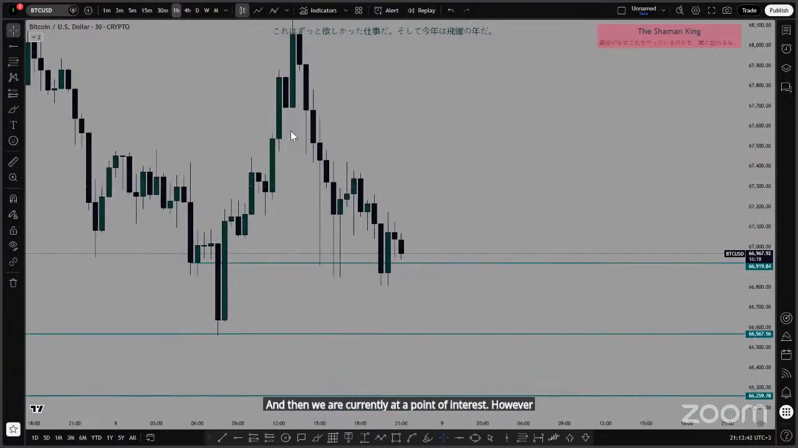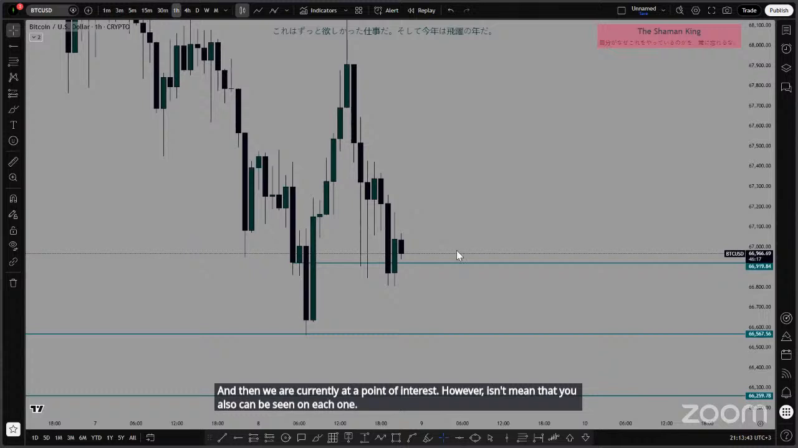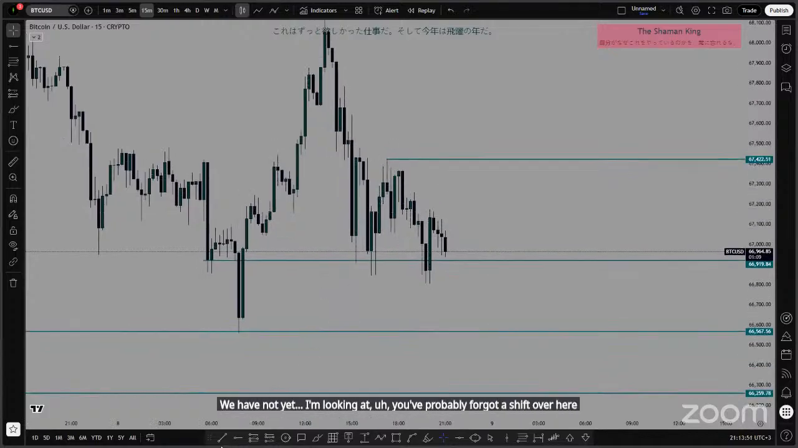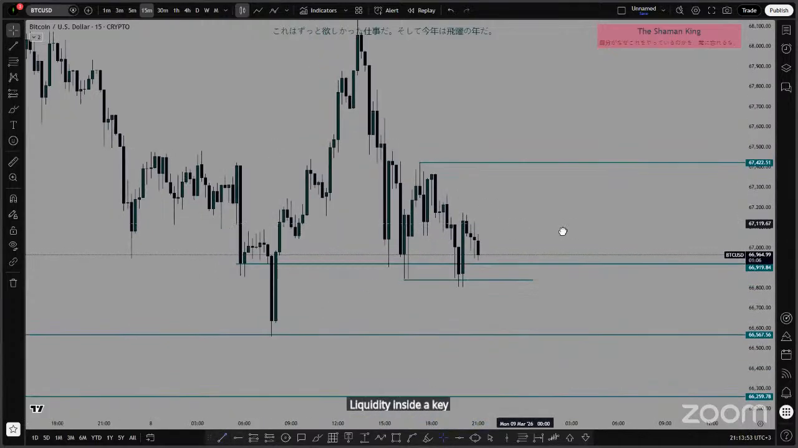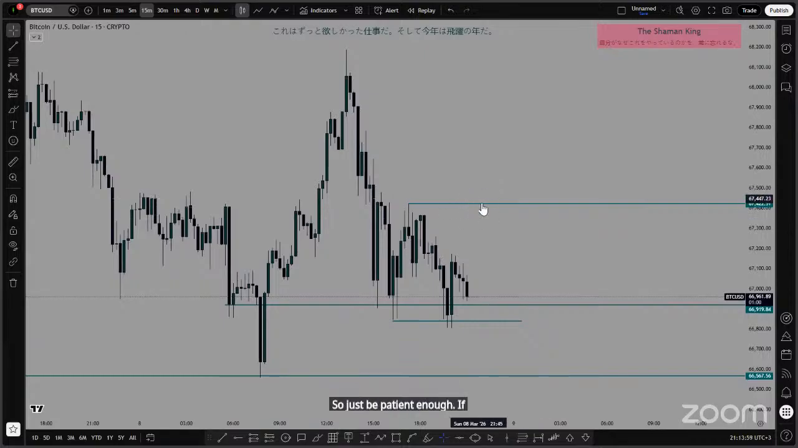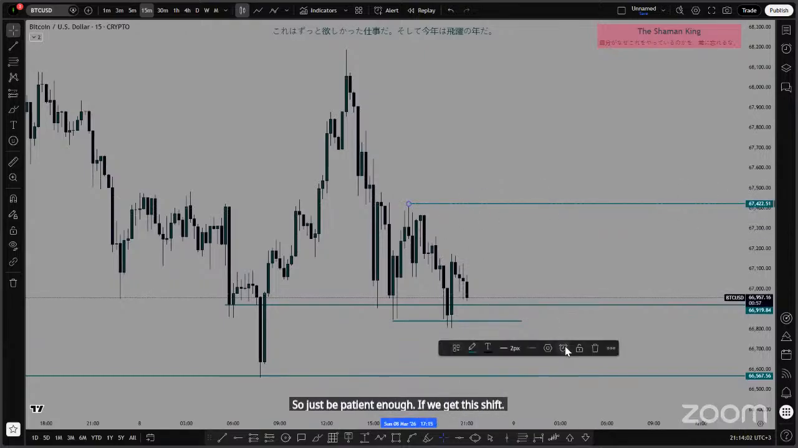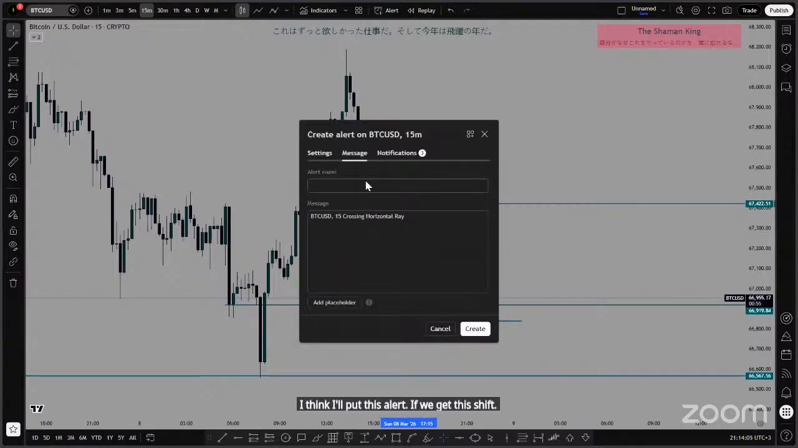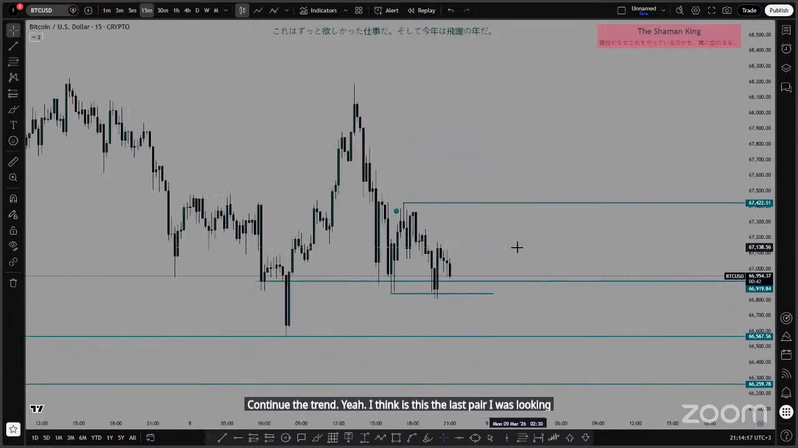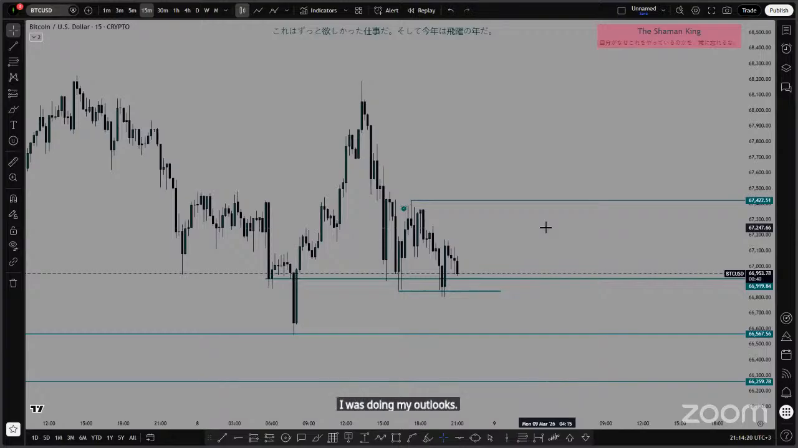However, this on the 30 minute can also be seen on H1. However, we have not yet. I'm looking at whether we get a shift over here, because we have swept liquidity inside a key level. Whenever we sweep liquidity inside a key level, it's normally a high probability setup. So we just need to be patient. If we get this shift, I think I'll put this alert, and we can look for buys, at least some intraday buys to continue the trend. I think this is the last pair I was looking at today when I was doing my outlooks. People should not miss those buys on BTC.